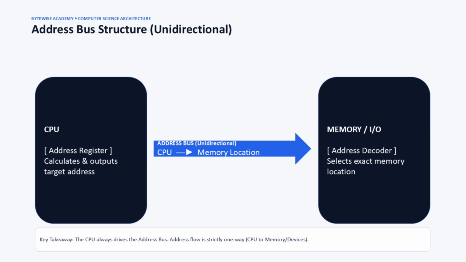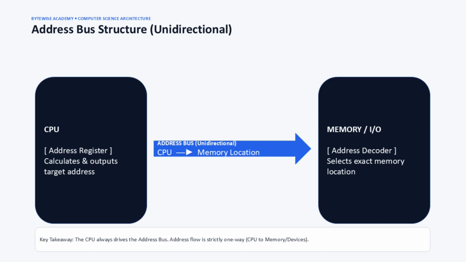Notice something very important in this diagram. The arrows point only from the CPU towards memory. There are no arrows coming back. This clearly illustrates why the address bus is called unidirectional. The CPU always drives the address bus. Memory never sends addresses back to the CPU. Memory simply waits for the CPU to specify a location and then responds accordingly.